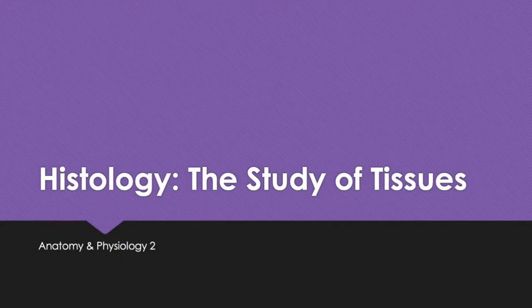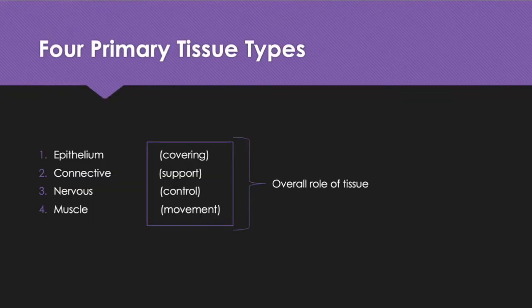We are going to continue looking today at the different tissues in the body. Again, just to review from Monday, we have 4 types of tissue. Epithelial tissue helps with coverings. Connective tissue helps with support, and that's going to be what we focus on today. And then tomorrow we're going to look at nervous and muscle tissue. Nervous helps with control, and muscle helps with movement. So again, today we are going to focus on connective tissue.